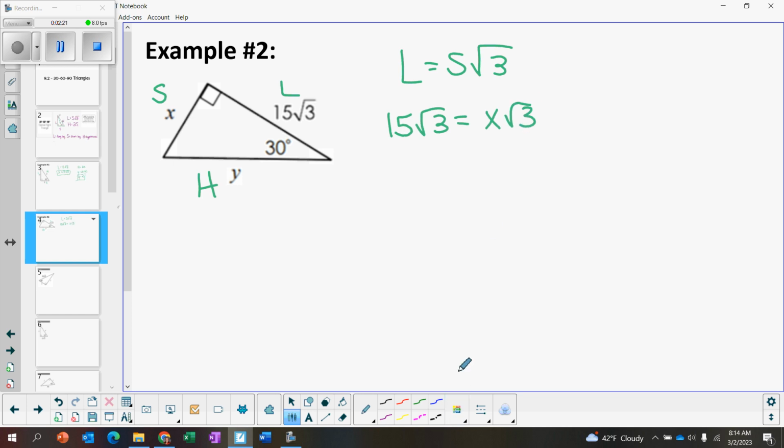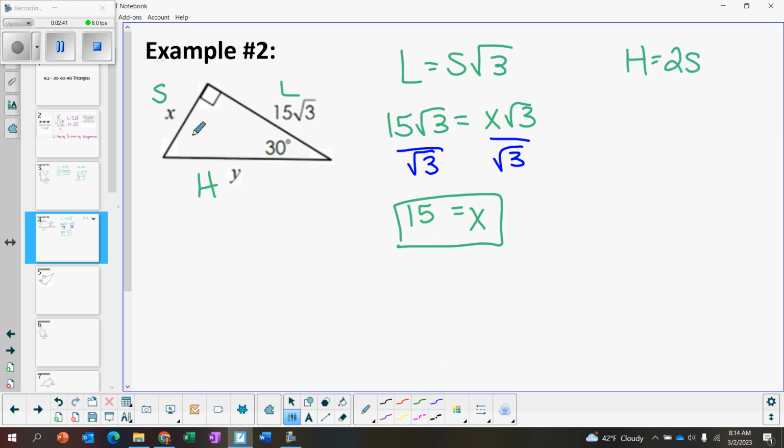Just like when we did 45, 45, 90, we want X alone. So I'm going to divide both sides by the square root of 3. Here, they cancel, and I'm left with 15 equals X. And now I'll set up my second formula. H equals 2S. So H is Y, equals 2 times, now it was X, but I just found X is 15, so I'll plug in 15. That means Y equals 30.